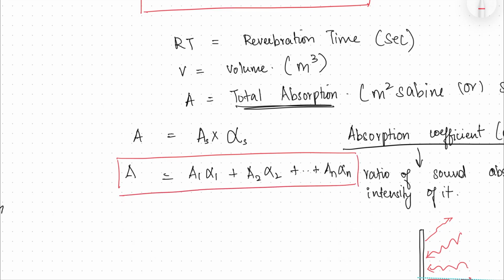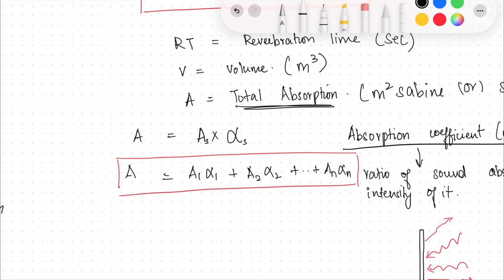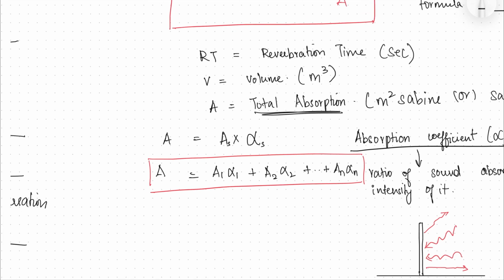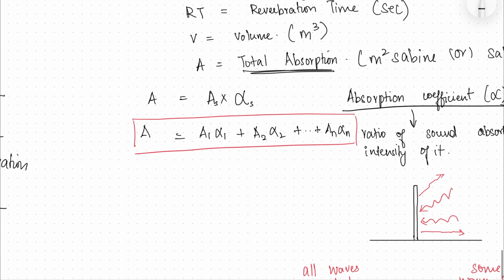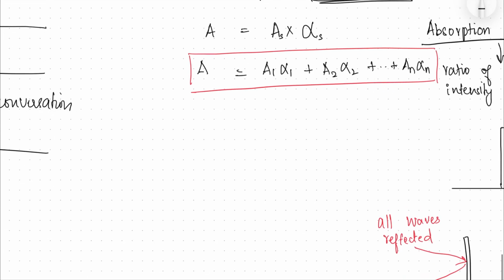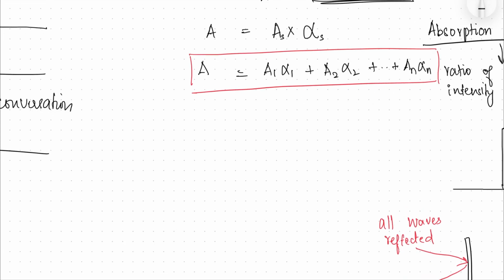Okay, so this is your reverberation formula, which is Sabine's formula. Sometimes they use this formula, but it's mostly not asked in GATE, and do not use this unless and until it's specified. There is also a formula called the Eyring formula.